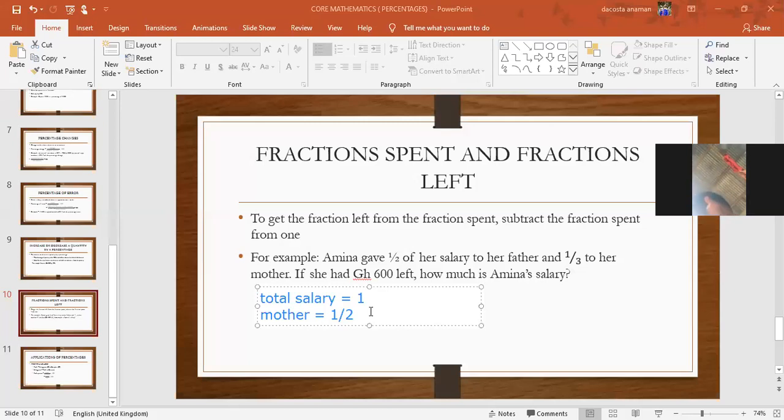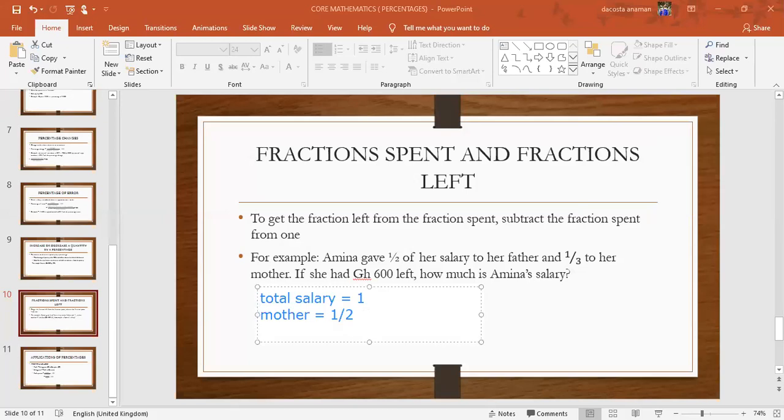And notwithstanding, she gave another 1/3 of that to her father. Now we want to know how much is left out of that one. Therefore, to know how much is left out of that fraction 1, we will have to add the amount that she gave to what?